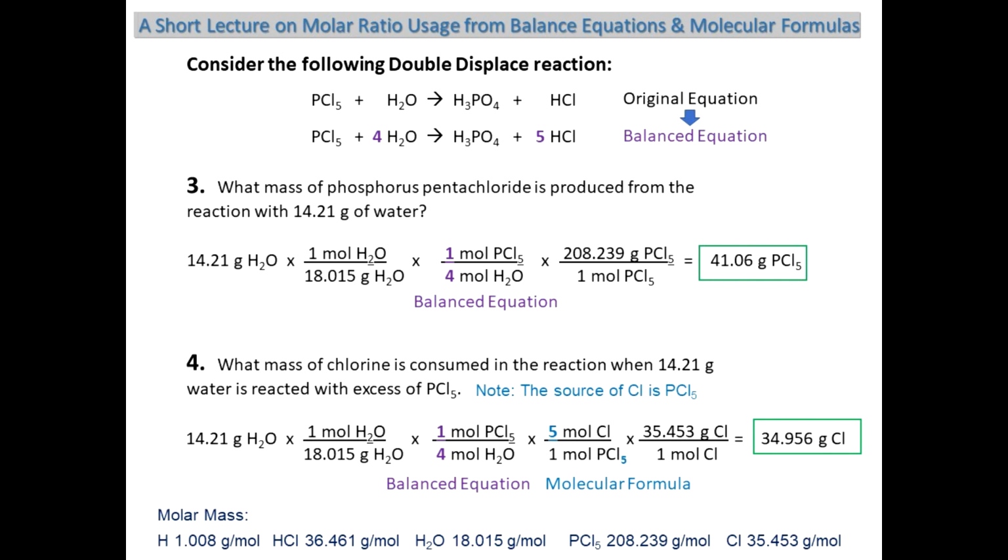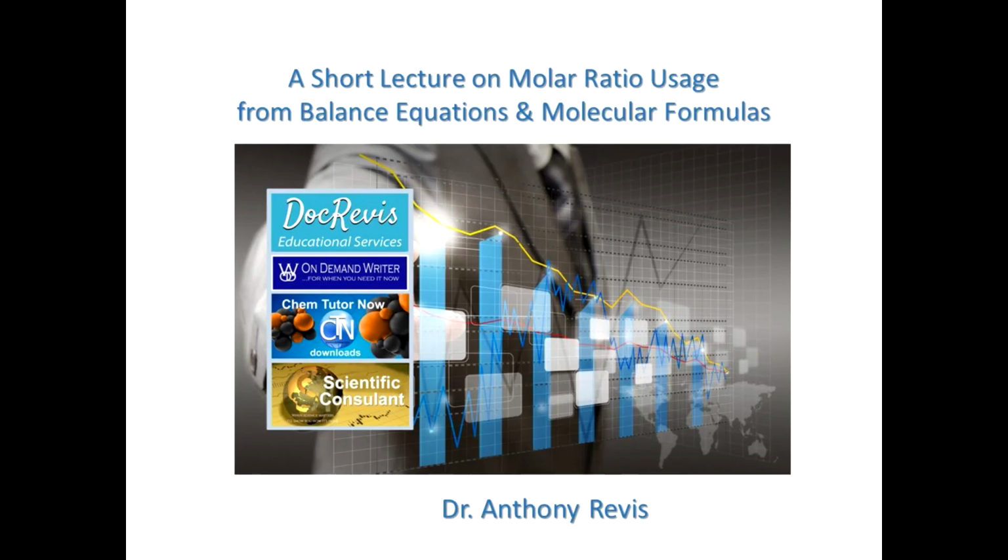So the take-home point here, or the point to make sure you remember, is that when both species are present in the balanced equation, we would then use the coefficients from the balanced equation as a conversion factor. If the species does not appear in the balanced equation, it is then an indirect source that we must use. And when we use an indirect source, we would then look at the molecular formula for the ratio of the compound to the atoms in that compound. There you have it, a short lecture on molar ratio usage from balanced equations and molecular formulas.